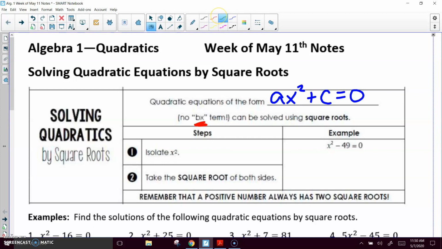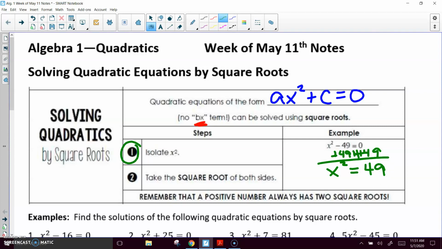Here are the steps to solve by square roots. Step number 1, isolate the x squared. As I look at this equation, x squared minus 49 equals 0, the very first thing I need to do is get the x squared all by itself. In order to do that, I need to add 49 to both sides. So I'm left with x squared equals 49. My x squared is by itself.